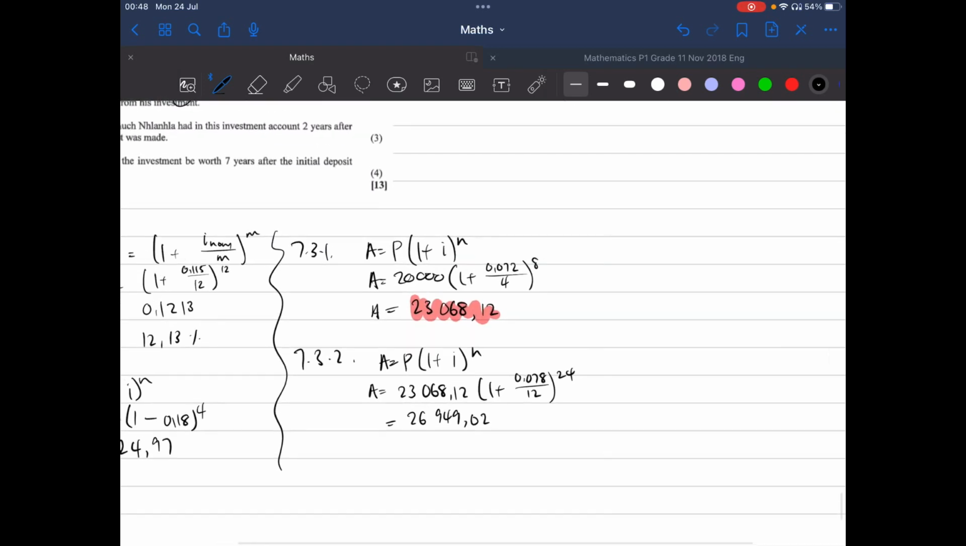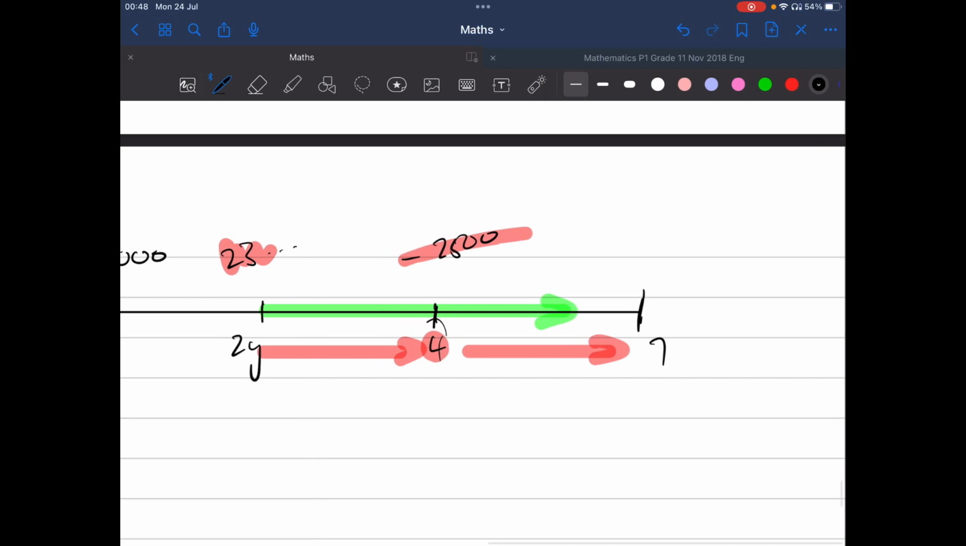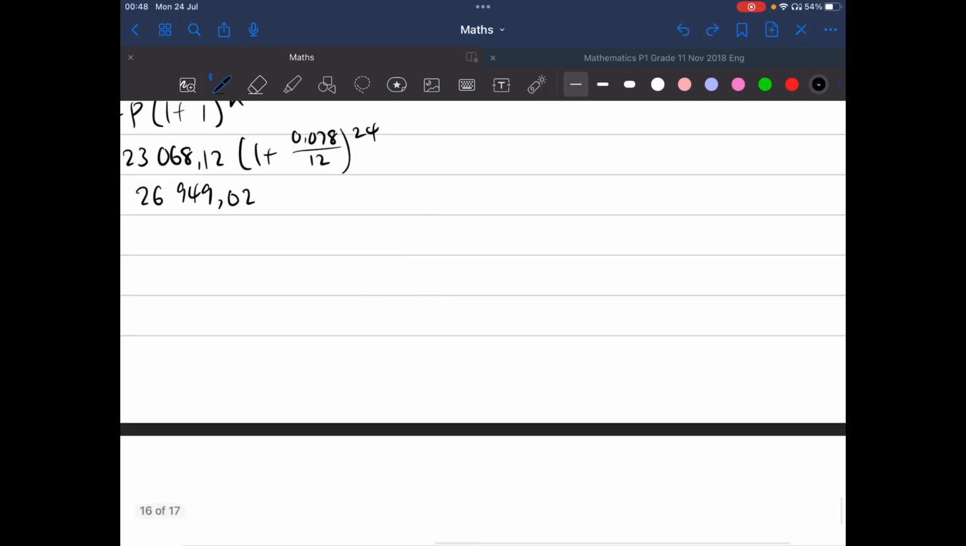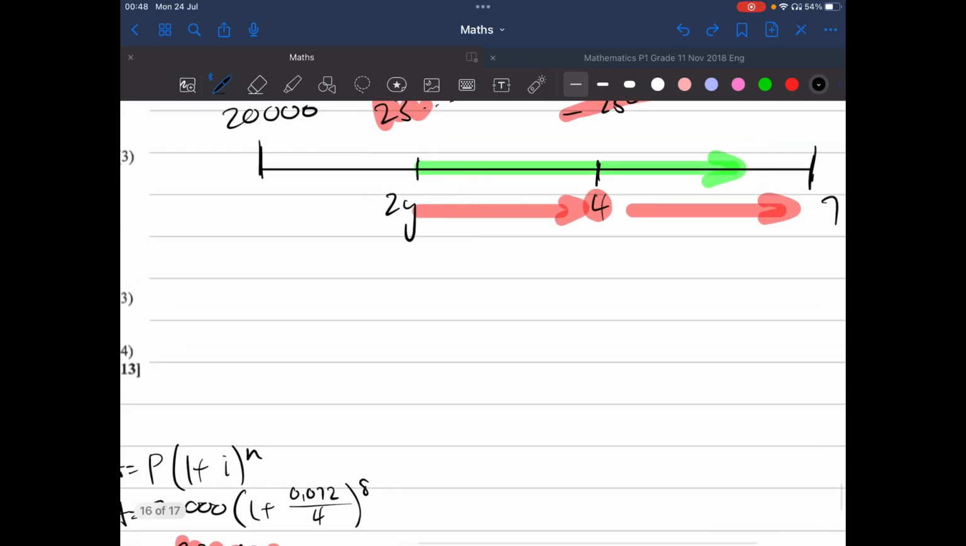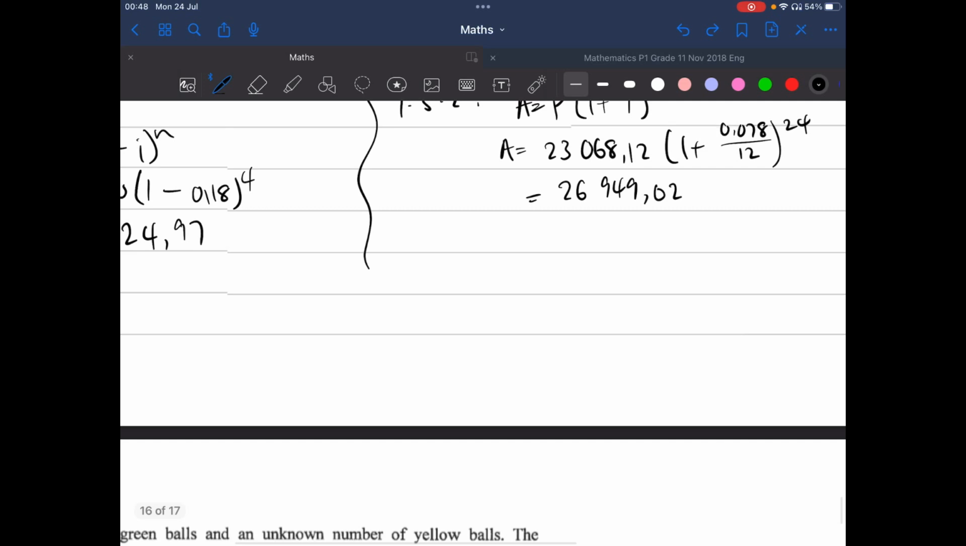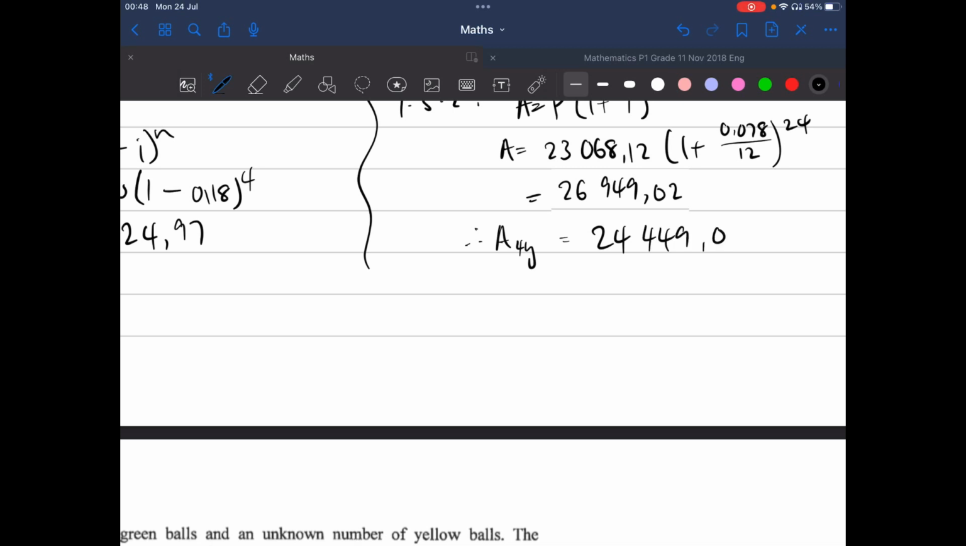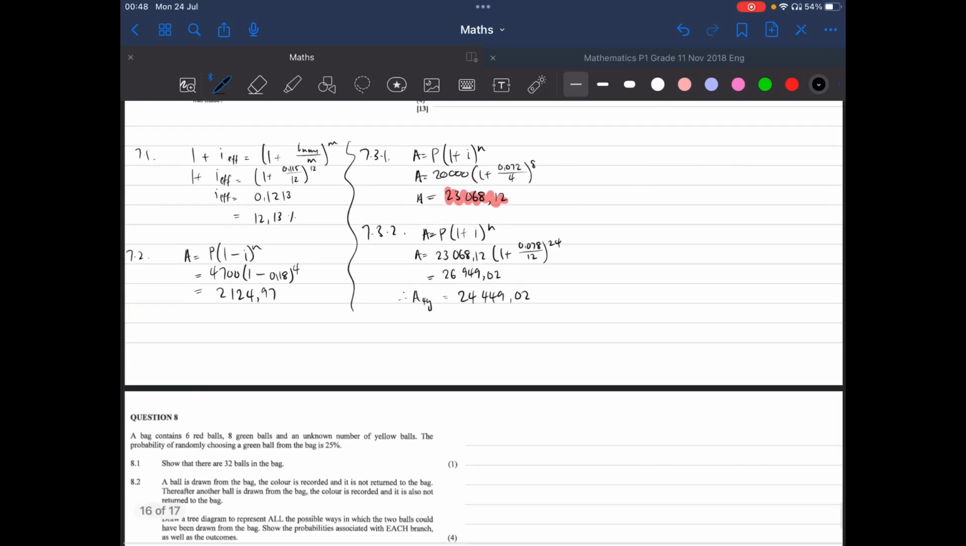Now, so that's at this point here, right? Now, at that point, he withdrew 2,500. Okay. So my worth after at year 4, right? So therefore, at year 4 is this amount minus 2,500. So minus 2,500, that gives us 449.02. Okay.